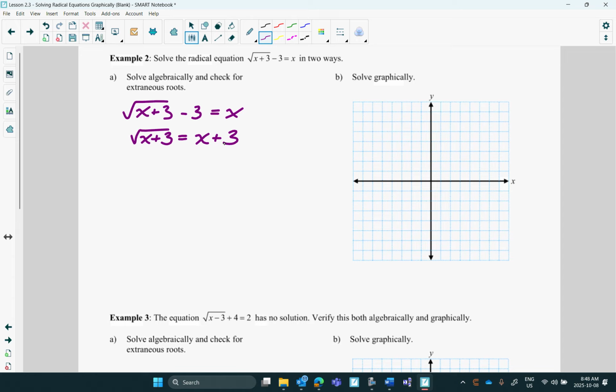Now I'm ready to square both sides. Square and square root cancel each other out. Remember, we don't square each term. We've got to square the whole thing. And x plus 3, all squared, means the same as x plus 3 times x plus 3.